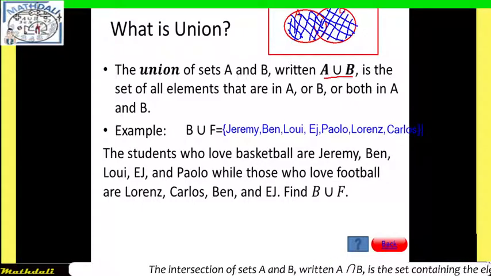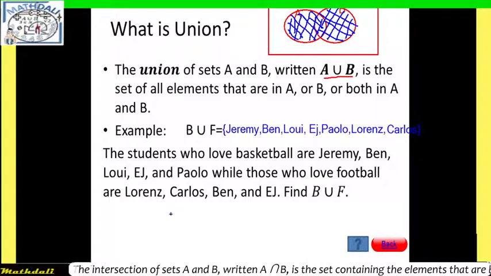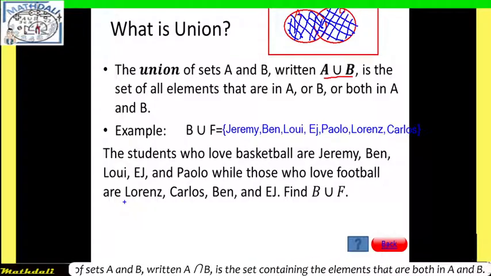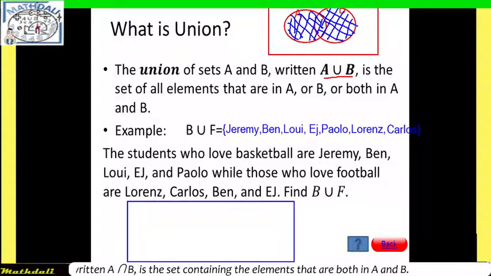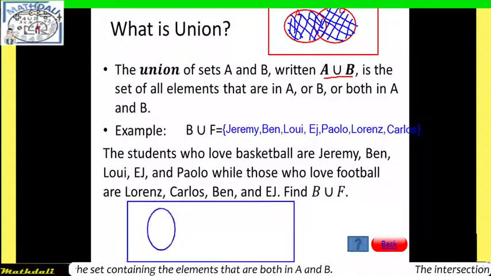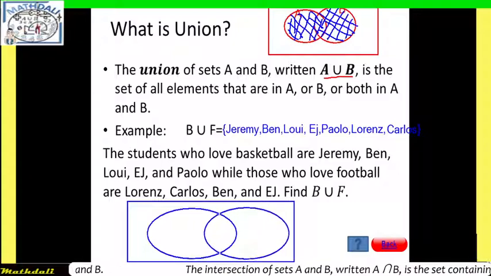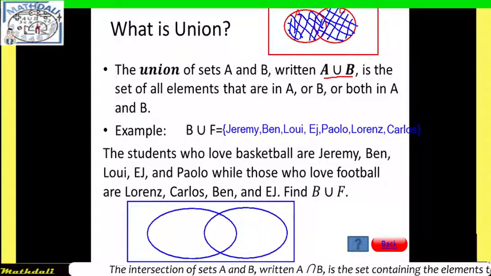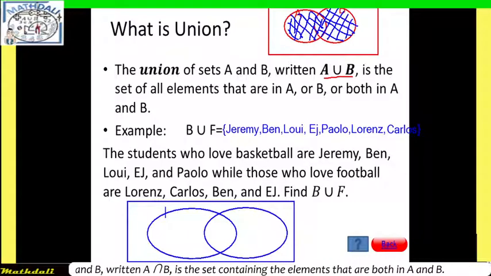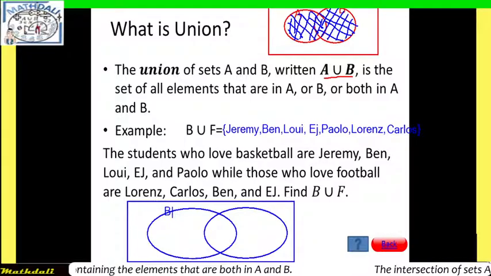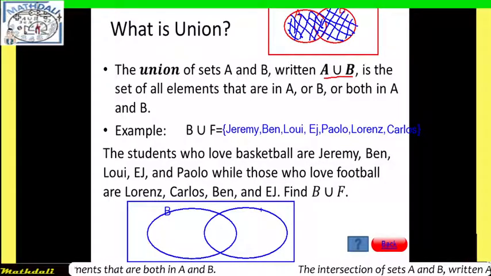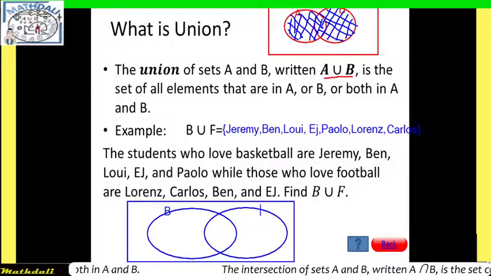If your teacher asks you to illustrate it using a Venn diagram, okay, so gagawa natin yan ng Venn diagram. So ito yung ating universal set. Then we have set A, or set B rather. Then we have set F. Ito yung ating mga student na gustong maglaro ng basketball. And we also have this set of students who love to play football.